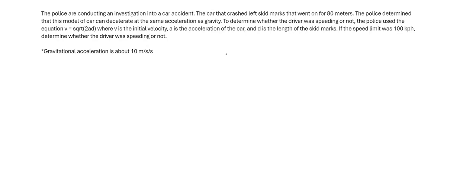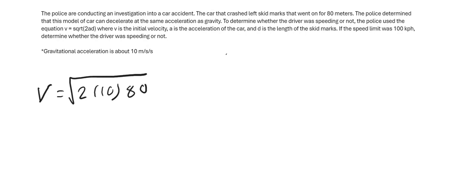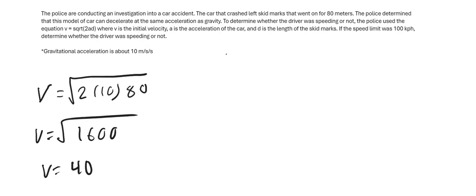Alright, and we have our gravitational acceleration equal to 10 meters per second squared. Okay, so we have our initial velocity. That's what we're going to be looking for, and then we have the square root of 2. Acceleration is 10, and our distance of skid marks is 80. So 2 times 10 times 80, that brings us to 1600, and the square root of 1600 is 40.